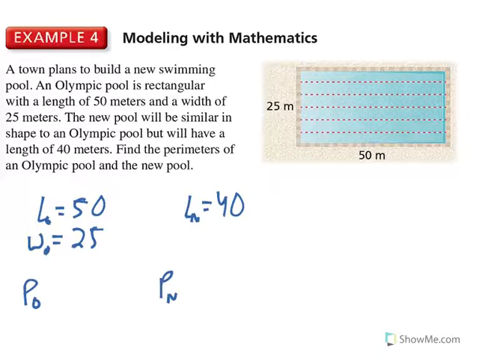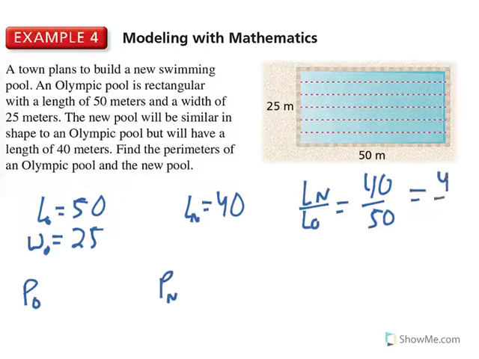So we're going to compare these. If I do the length of the new over the length of the Olympic, I would have 40 over 50, which converts down to 4/5. So that's going to be my K. 4/5 from the Olympic pool to the new pool. I multiply by 4/5. So if we think about the perimeter of the Olympic, which is the picture they give us, we know that across from it it's going to be the same length.